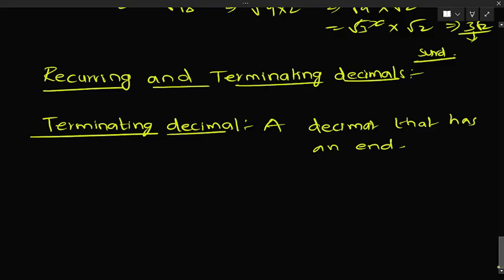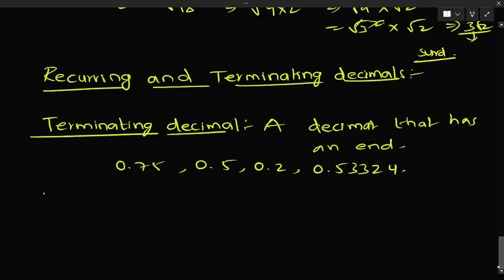For example, 0.75, 0.5, 0.2, 0.533324. So these are numbers that have an end after the point. Here the point is followed by 2 digits, 1 digit, 1 digit, and here 5 digits, and it has an end. So it is considered a terminating decimal.